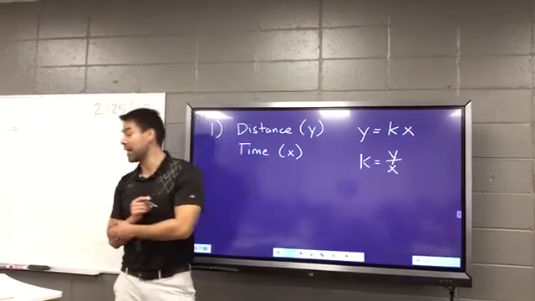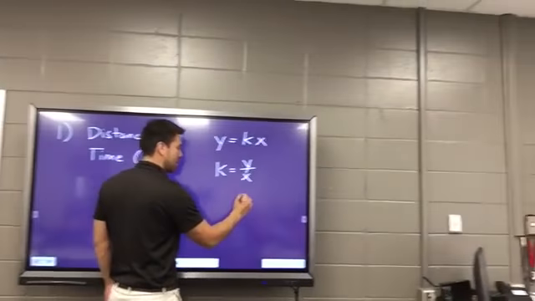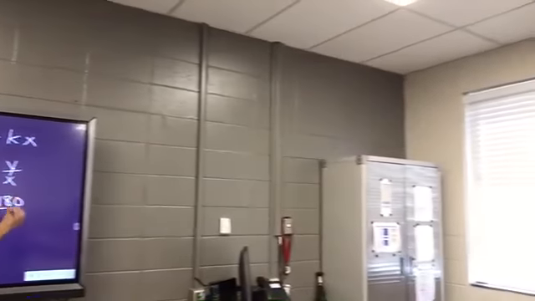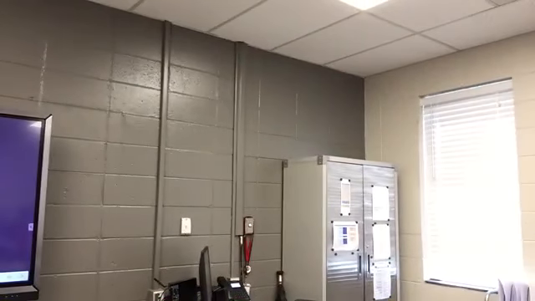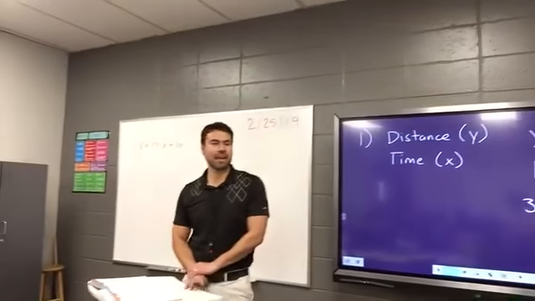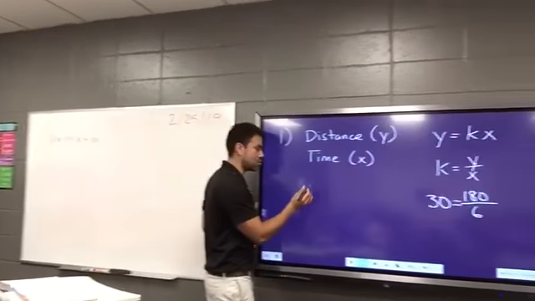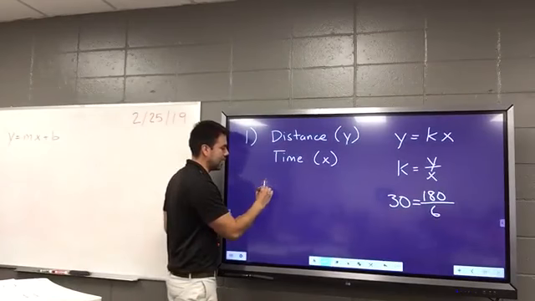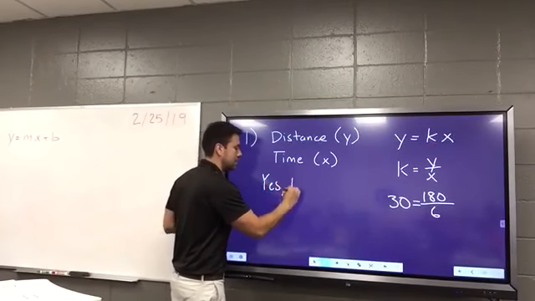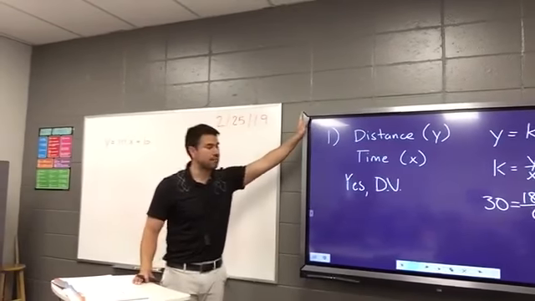Philip, for the last column, the 180 and 6, what goes up top, what goes below? And therefore 6, what's 180 divided by 6? 30. Do I have the same k value every time? Yes. That means I put yes, dv. What does dv stand for? Direct variation. Yes, I have a direct variation.